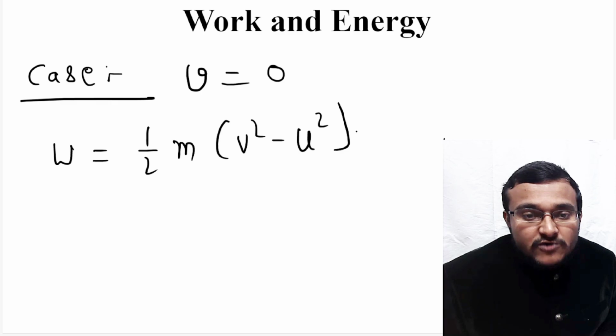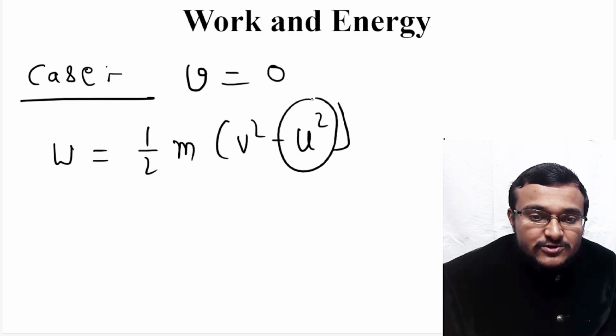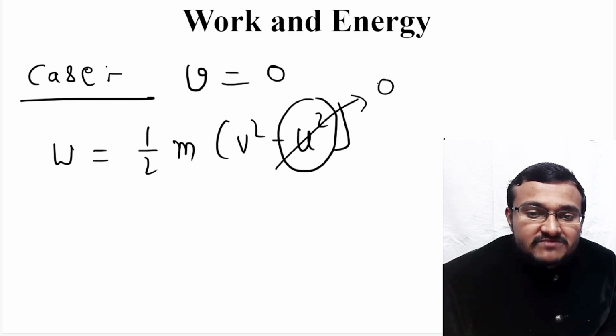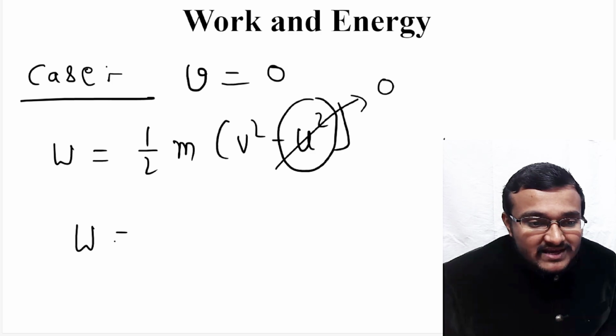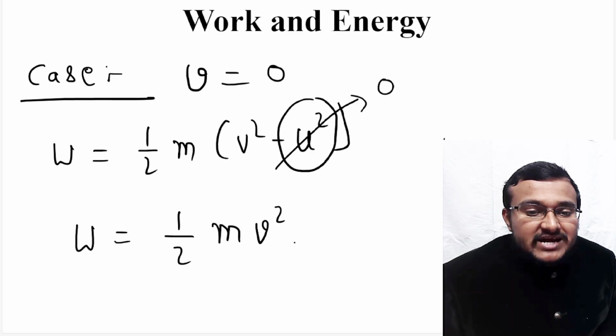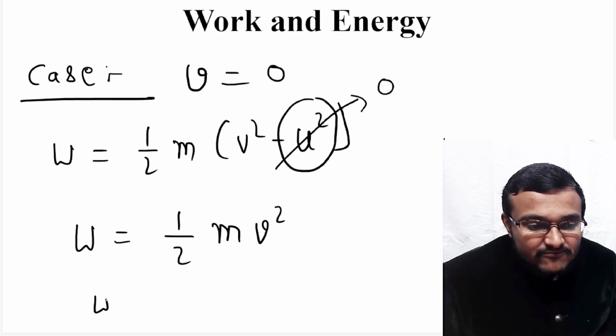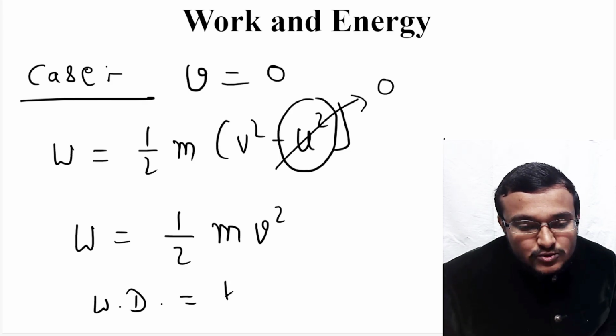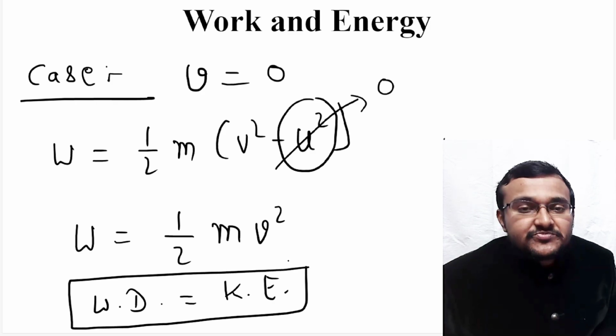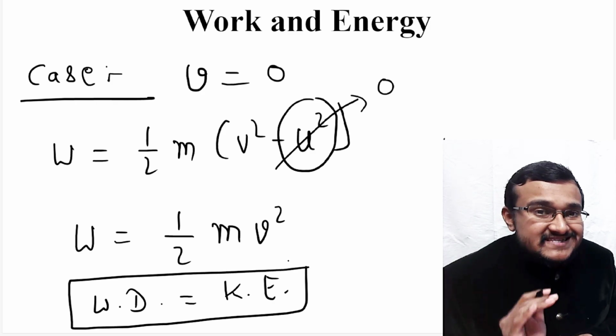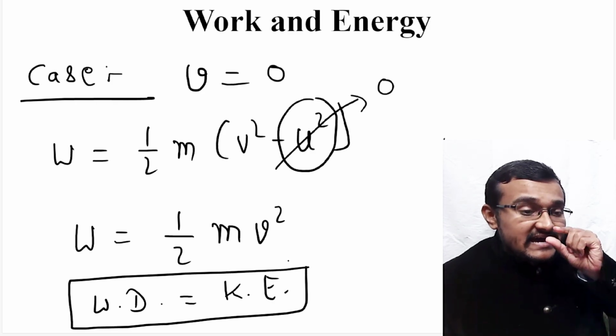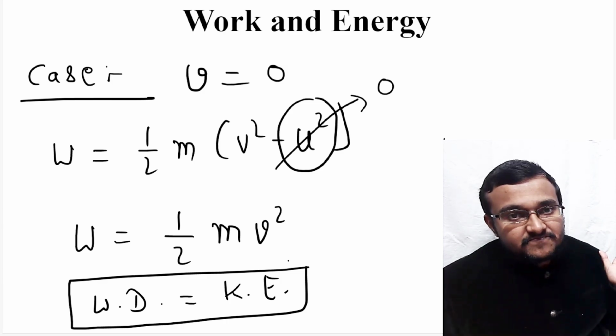This is the equation which we have got. So here u is 0. So this particular u becomes 0. So the only amount of work done is half m v square. So that means here directly work done is equal to the kinetic energy of this particular car. So this is how you should understand energy and work relation.